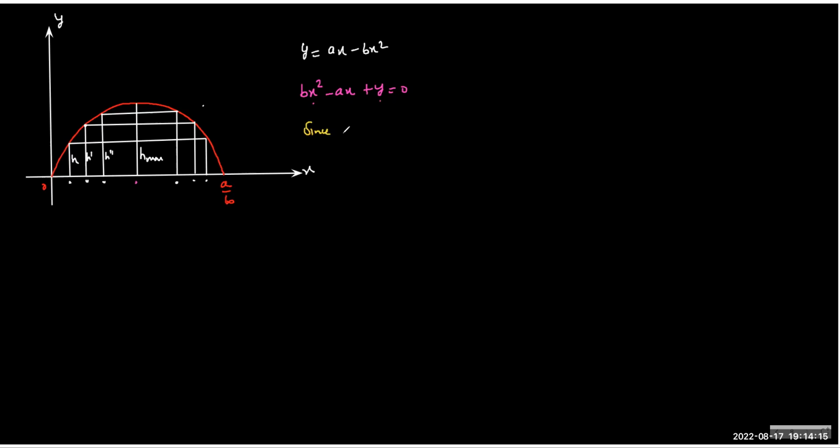Since when y is y max, then roots must be equal, because we want only one answer. So when we have only one answer, when roots are equal. And tell me guys, when are roots equal? When the discriminant is 0. Very good. And how to write the discriminant of this quadratic equation?